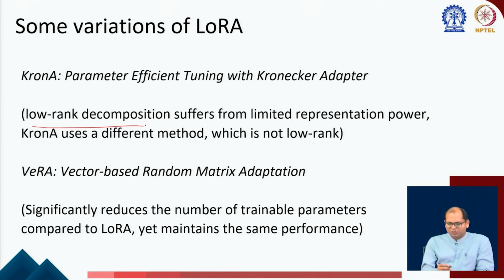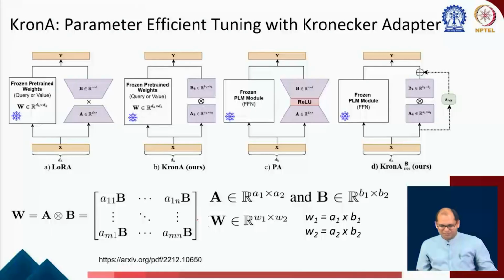So this was one method, KronA, parameter efficient tuning with Kronecker adapter. Then there is VeRA, that is vector based random matrix adaptation. This will reduce even the number of trainable parameters even more than LoRA while maintaining the same performance. So let's see how these methods actually work.